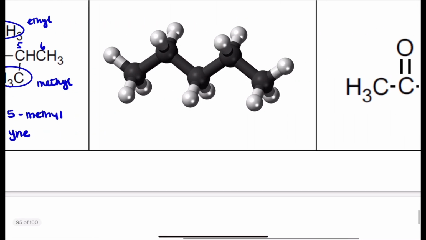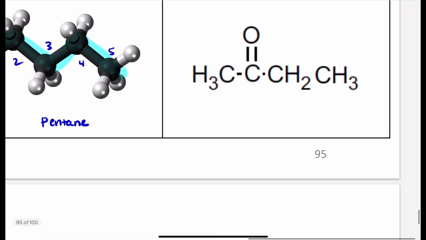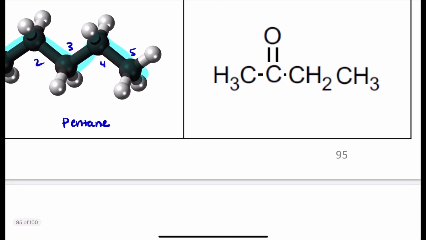This one here is just the ball and stick model. Hopefully you guys can just see 1, 2, 3, 4, 5. It is just pentane. Just looks a little different because we're not as used to looking at the ball and stick model as we are skeletal or condensed formulas. And this one over here, hopefully you can recognize the functional group here. This is a ketone.